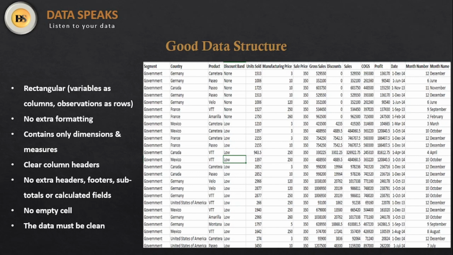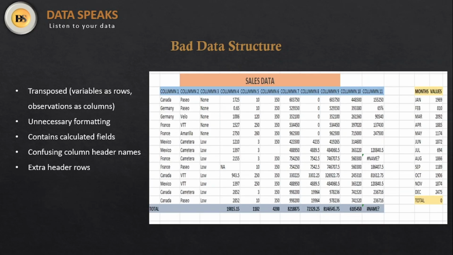So let me show you an example of bad data. An example of bad data is one with transposed variables as rows and observations as columns. Unnecessary formatting: here the sales data is formatted, and the column is formatted with a different color. Contains calculated fields: below, we already did the calculation, total. Confusing column headers: the column names here don't make any meaning. We have column 1, column 2, column 3.